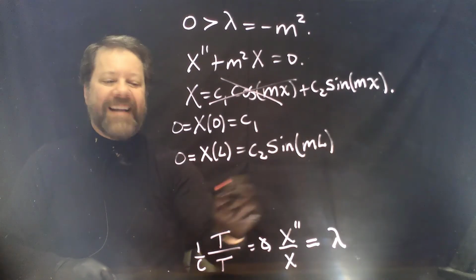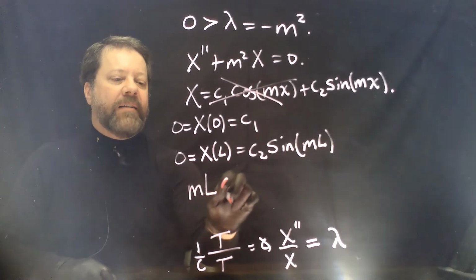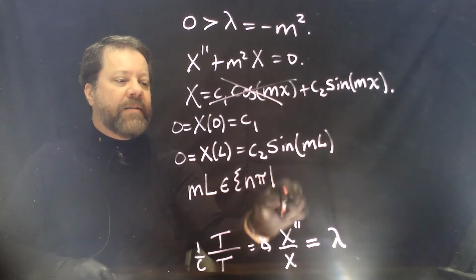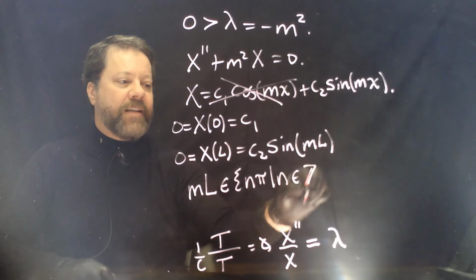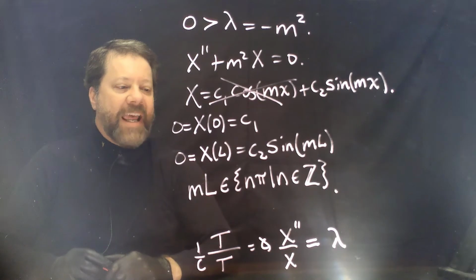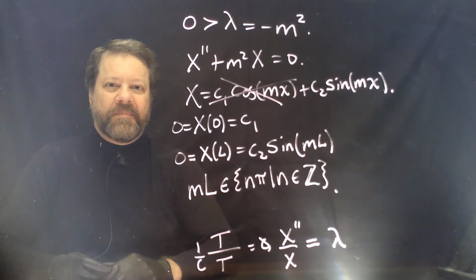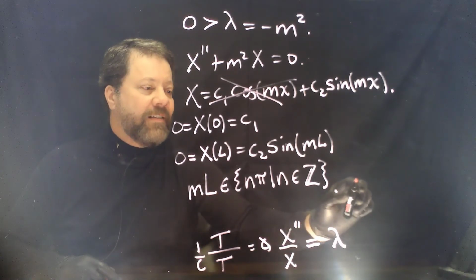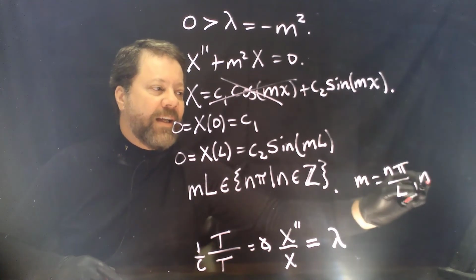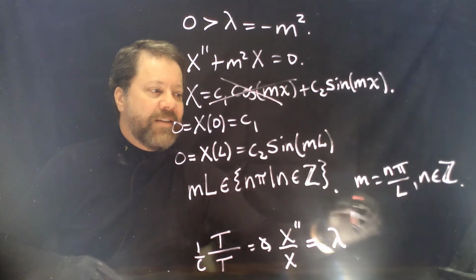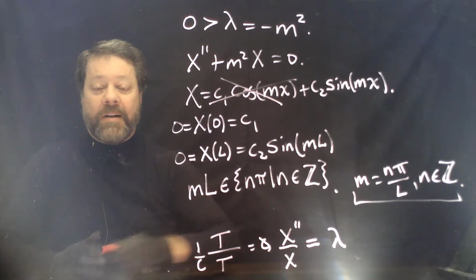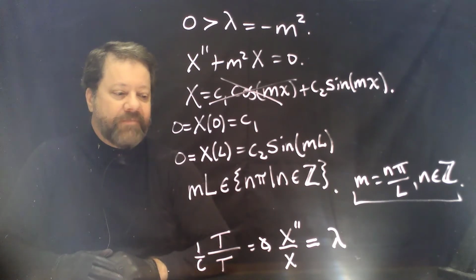The only way that can happen is if mL is an element of n pi such that n is an element of the set of integers. So mL must equal n pi for some n. We'll write m must be n pi over L, where n is an element of the set of integers. This is just what happened with respect to the wave equation.